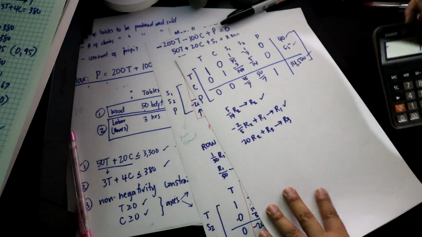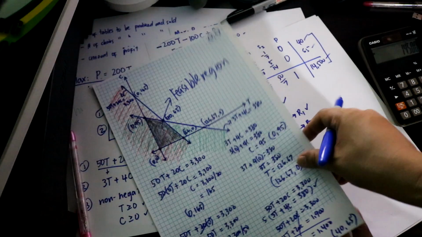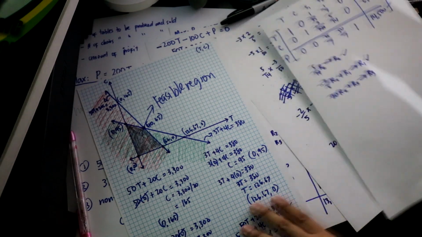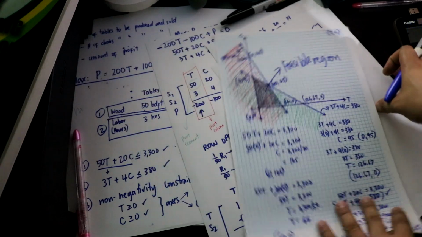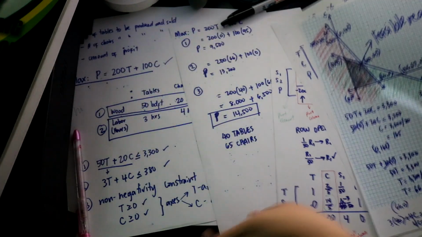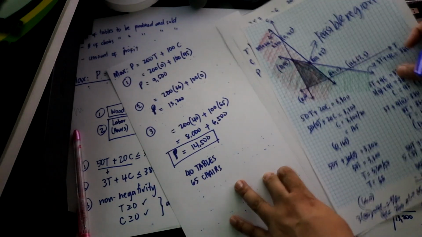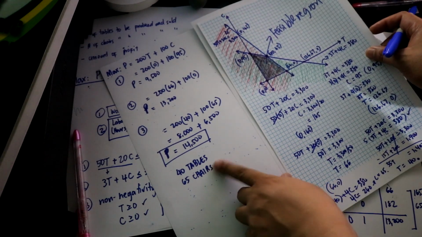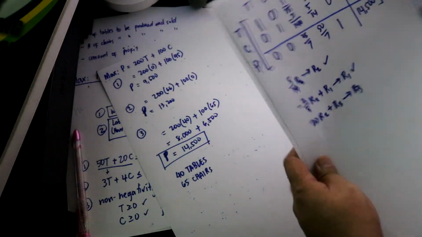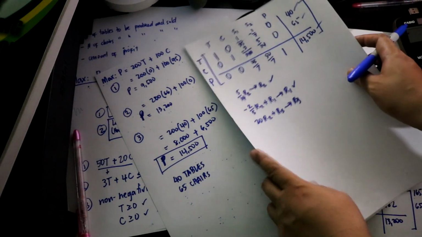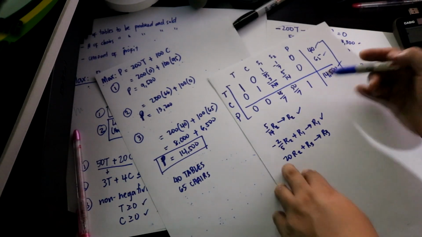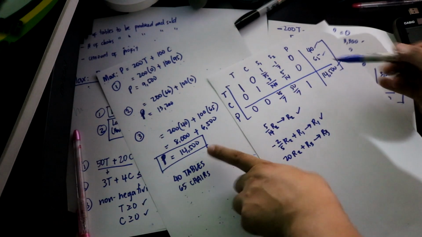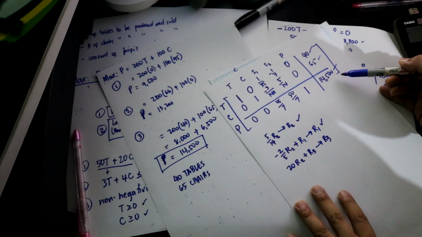Let us go back to our answers using the graphical method. Our answer a while ago using the graphical method is 40 tables. Let us now compare it with our answer using the simplex method. So 40 tables, the same, 65 chairs, and a profit of 14,500.